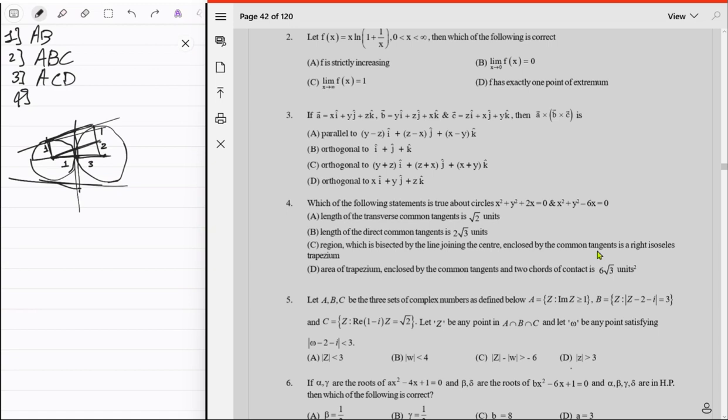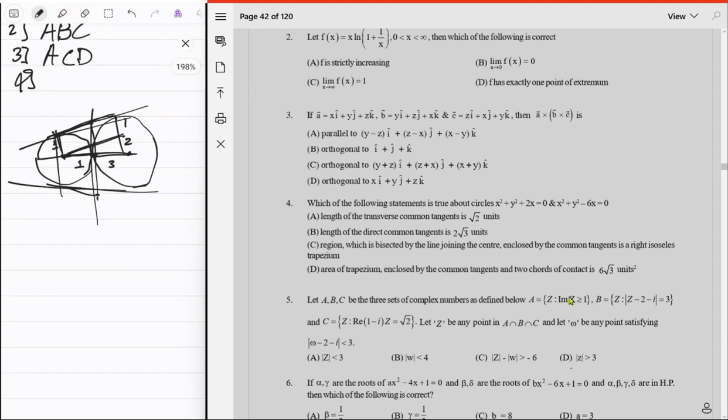Area of trapezium enclosed by common tangents and two chords of contact. Two chords of contact. Oh, okay, understood. So this area is what you're talking about, right? Yeah. Okay, so how much is that area? It's 6 square root of 3 units. Well, now you know the length of these. Also, you kind of know what this length should be.